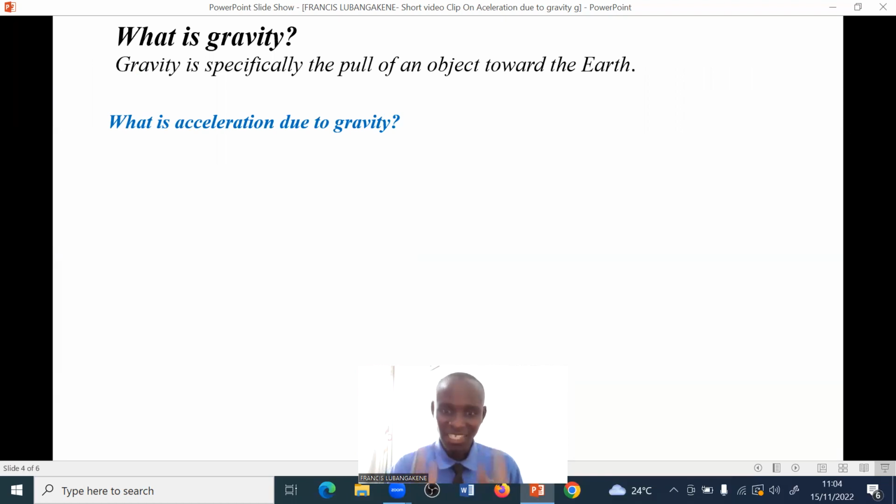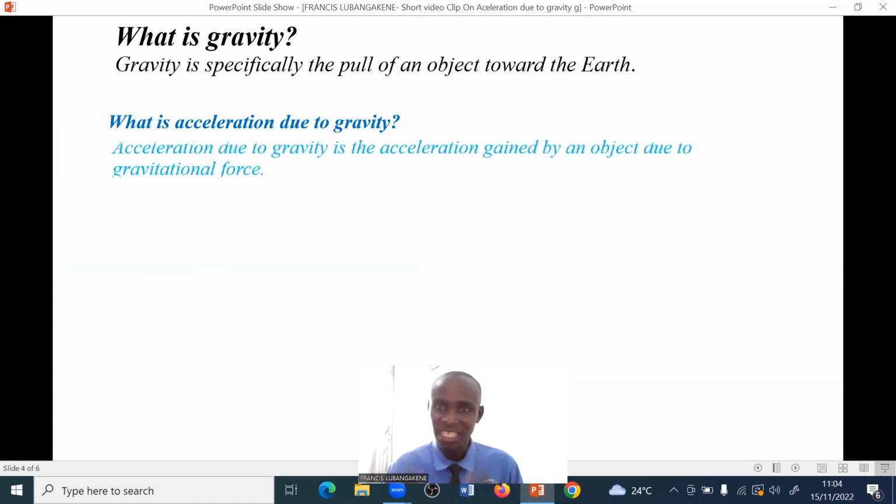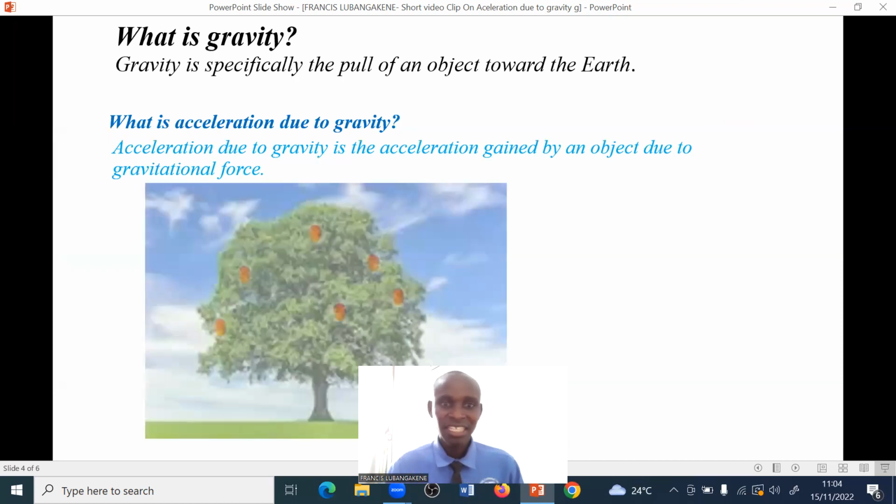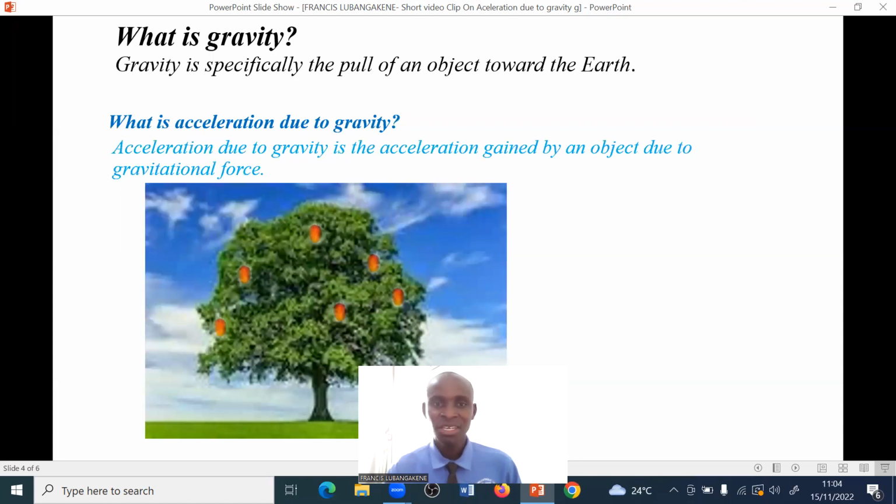Never be worried. Acceleration due to gravity is simply the acceleration gained by an object due to the gravitational pull, or the gravitational force. So when the acceleration is gained, let us not give much word. Let's go to visualization of this. Let us see this mango again.